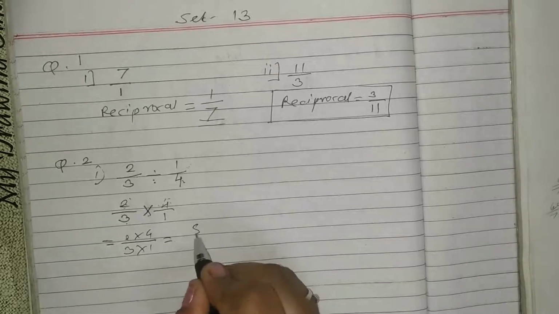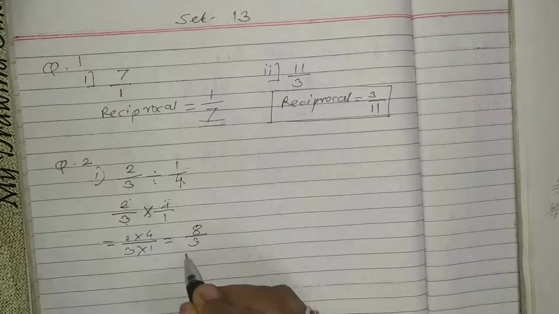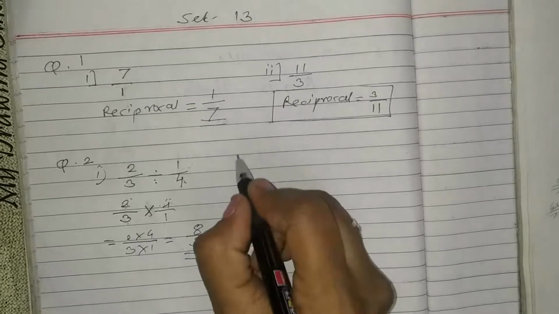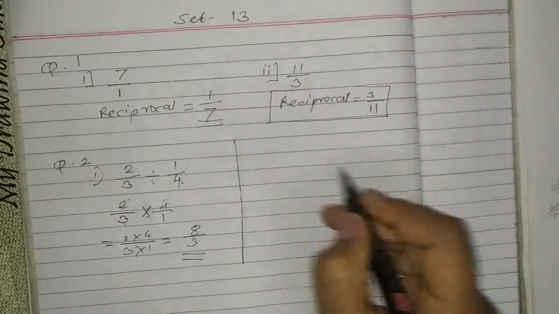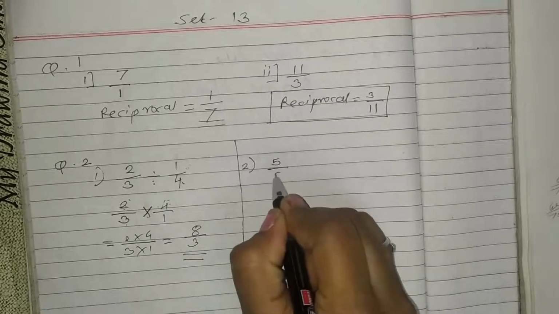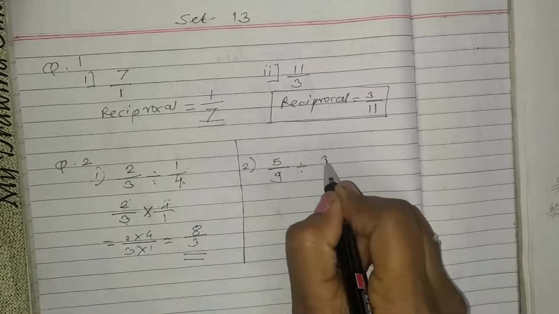Your answer will be 4 2s are 8, 3 1s are 3. Reduction is not possible. This is your final answer. I hope you understand, dear all. One more I will take and the rest 2 you will complete as homework.